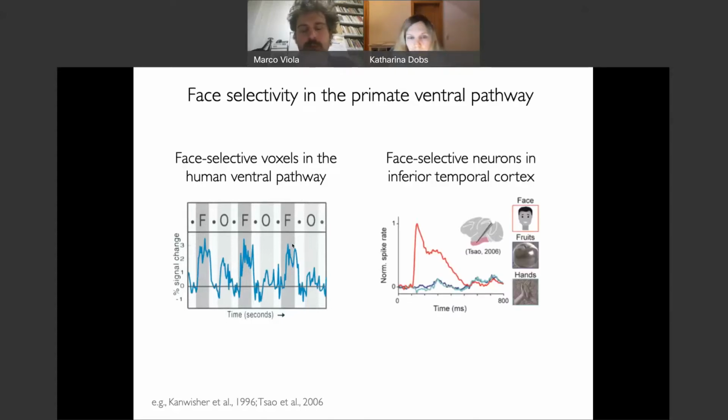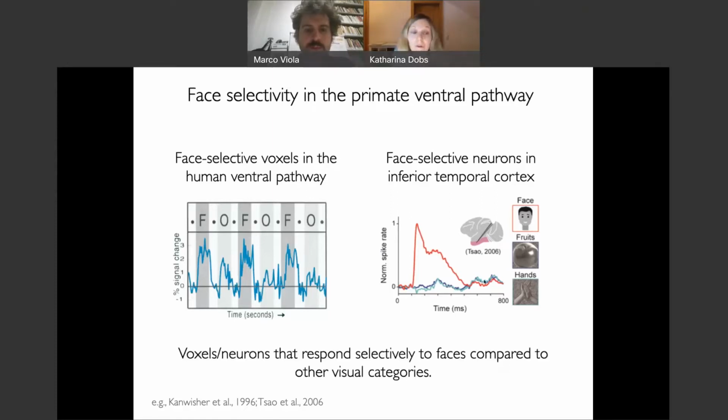This is really powerful work here by Tsao et al., looking at face-selective neurons directly in monkeys, where they do direct recordings from neurons in the inferior temporal cortex, and find that the neurons that are tuned to faces respond really strongly to faces, but not much to anything else. Okay, so there seem to be voxels or neurons that respond selectively to faces compared to other visual categories.